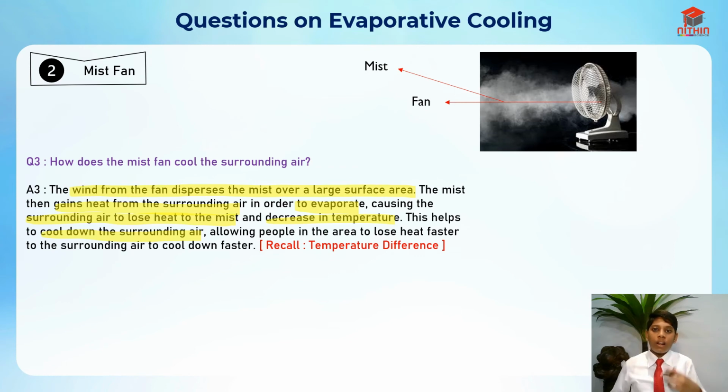And if the surrounding is cooler, we also feel cooler, right? So the people in the area lose heat faster to the surrounding air to cool down faster. So this is why the mist fan helps us to cool the surrounding air and helps us to stay cool as well. So this is how the mist fan works, and you can clearly see that the temperature difference is working over here. Okay, so now let's move on to the next question.